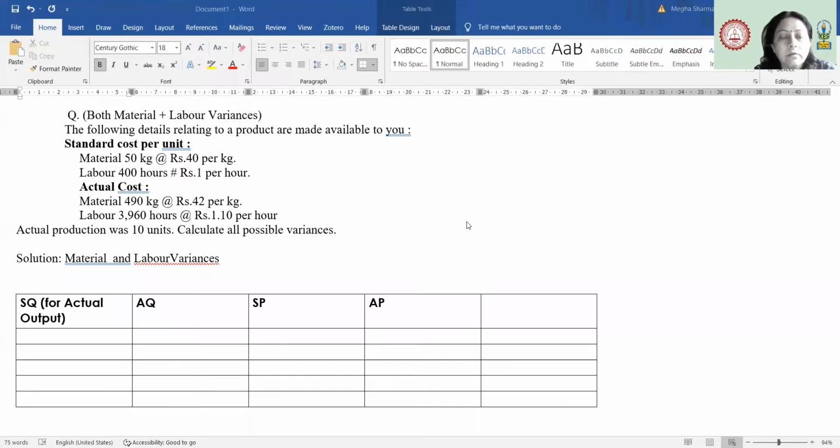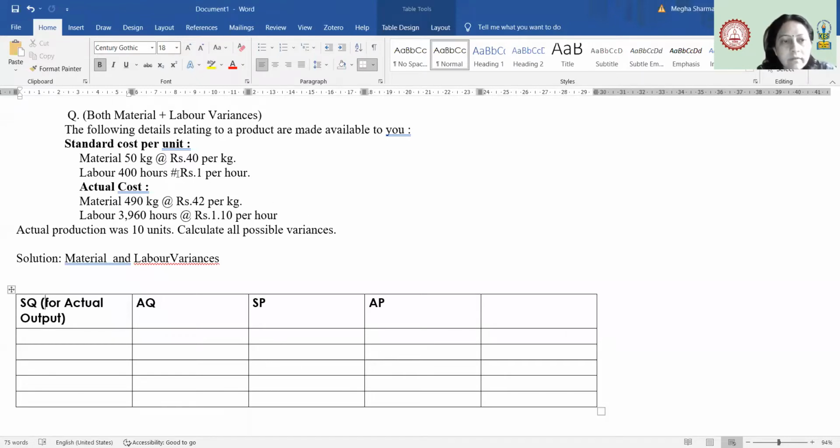Yes. So what is given in the question? It's given that the standard cost per unit, to produce 1 unit, is given. How much material is required? 50 kg of material is required, at the rate of rupees 40 per kg. Labor is 400 hours at the rate of rupees 1 per hour.